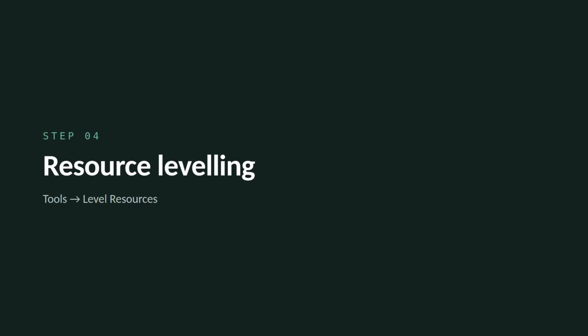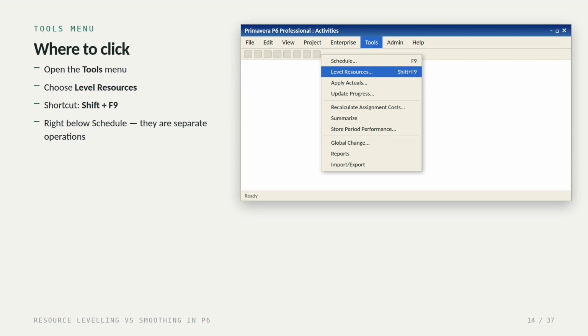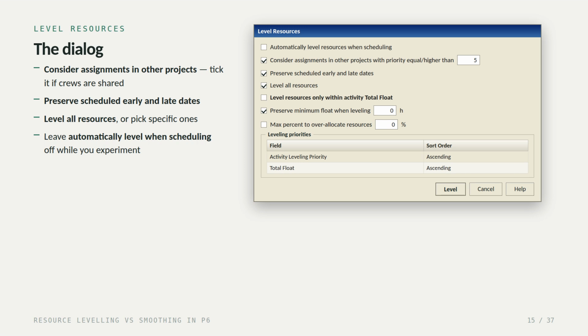Step 4. Resource leveling. Open the Tools menu. You'll see Schedule at the top, with F9 next to it. Directly below that is Level Resources, with the shortcut Shift F9. Notice they're separate operations. Scheduling calculates dates from your logic. Leveling then pushes those dates around based on who's available. Click Level Resources. Here's the dialog.